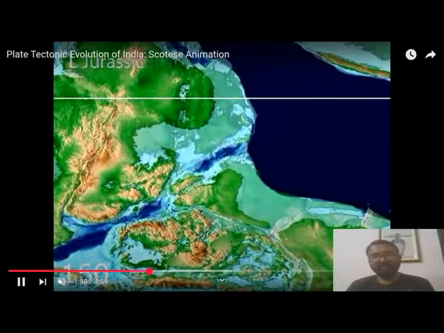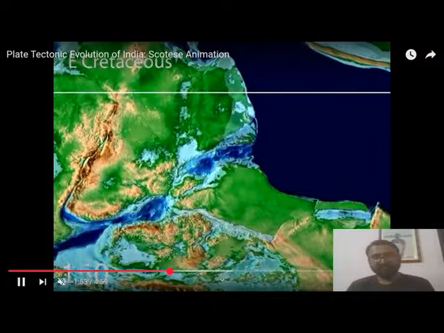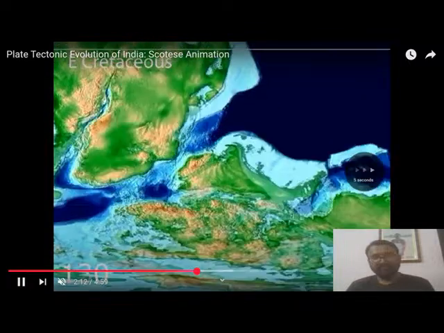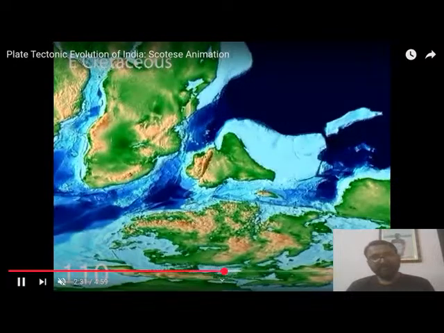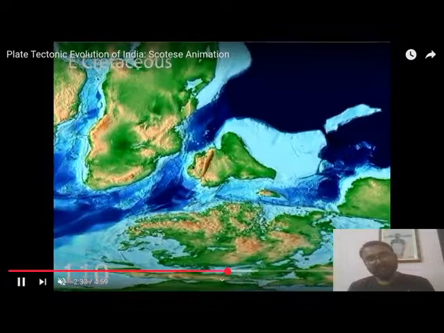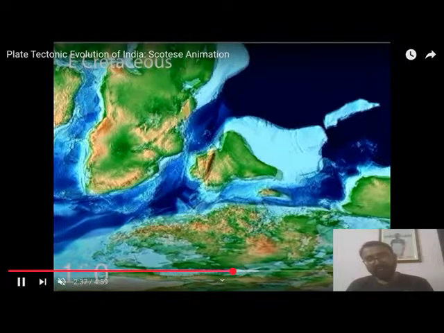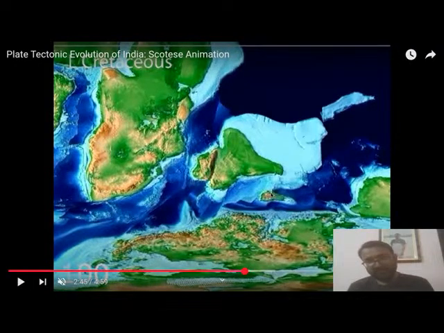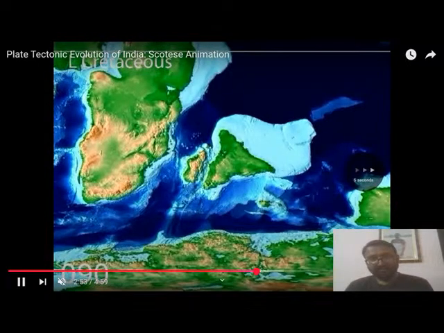Billions of years are passing, and it is moving for millions and billions of years. It's been separated. Now Madagascar is separating from the southwest of the Indian subcontinent. Can you see this? This small island is also moving. It's broken, it's broken, it's broken. Now Madagascar will stay here.